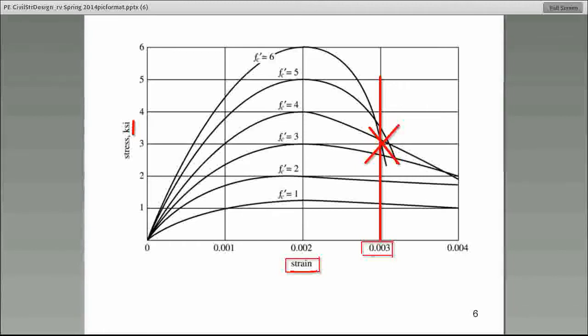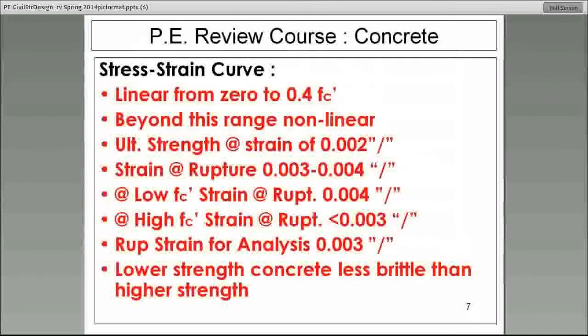Therefore, ACI, American Concrete Institute, makes that assumption in the design equations, all right? So we are going to use these principles we've talked about. We are going to assume concrete is going to fail when the strain reaches 0.003. Slide number 7 pretty much discusses and tells you what I just told you about the previous slide.